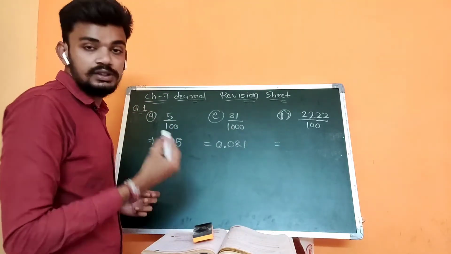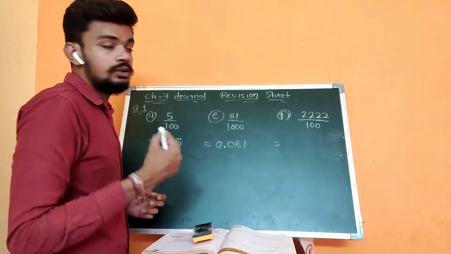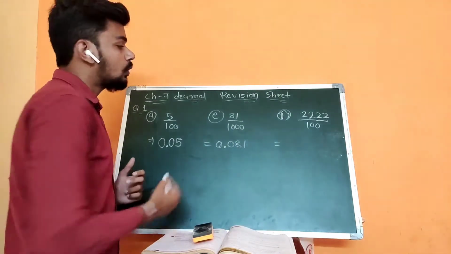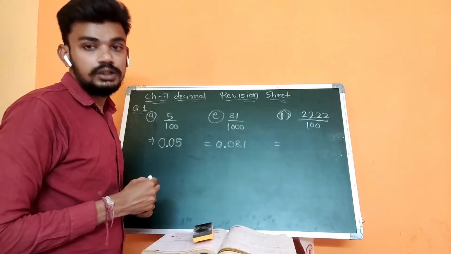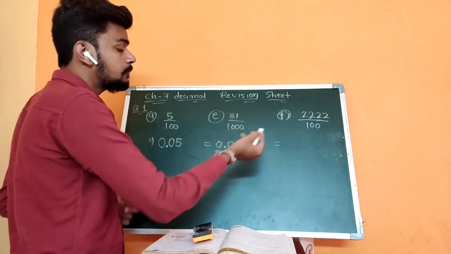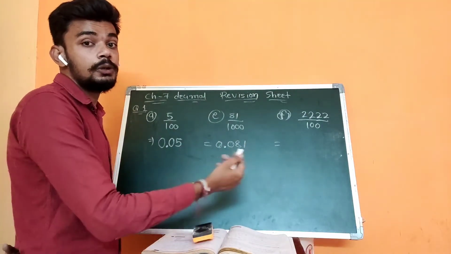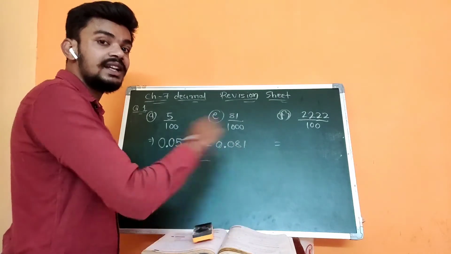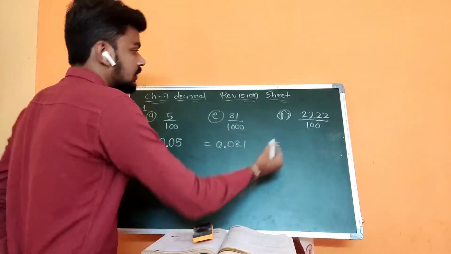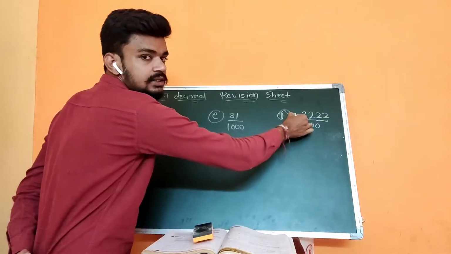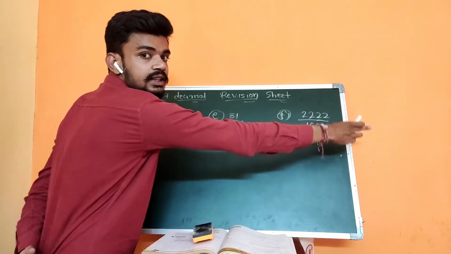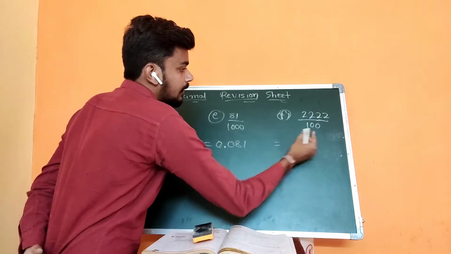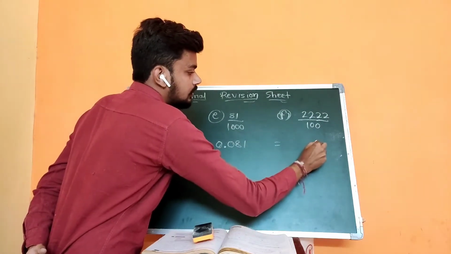Okay, moving towards the next question, which is F. The question is 2222 divided by 100. Over here it is again 100. So we need to place the decimal point after 2 digits from the right side. This is the right side, this is the left side of the digits.